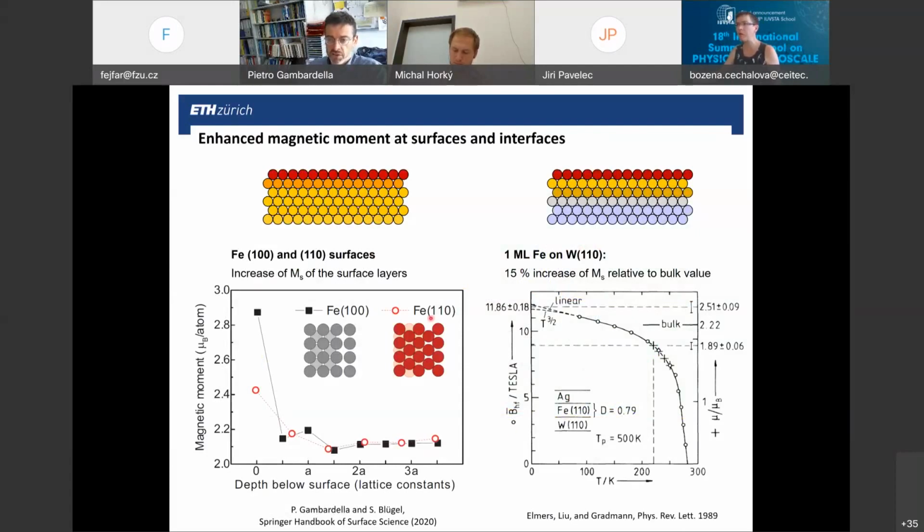Here I report two cases. This is an ab initio calculation of the magnetic moment at the surface of an iron crystal. And it turns out that the magnetic moment is actually larger in the topmost surface layer compared to the bulk layers. And this increase of magnetic moment also depends on the crystal phase, because it is essentially an effect driven by the lower coordination of the surface atoms. And therefore, surfaces with different coordination experience different enhancements of the magnetic moment. So this is the ideal case.